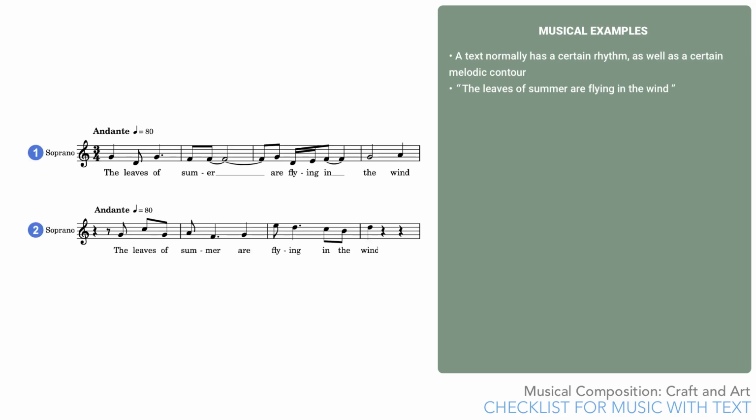A text normally has a certain rhythm as well as a certain melodic contour. For example, if we take the phrase, "The leaves of summer are flying in the wind," which of these two melodies fits it better? I don't have a simulation that can include words, so try to say the words in the same rhythm as the music as you listen.